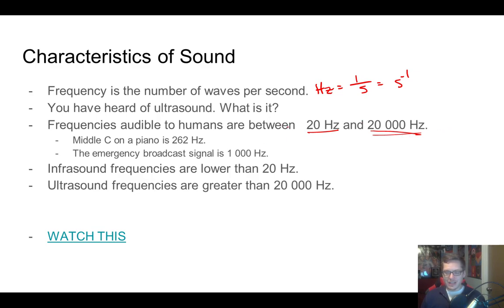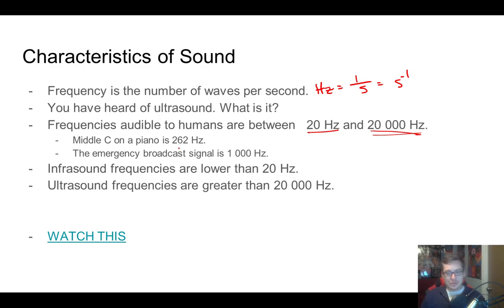Now this isn't a dead set number. These are averages. Most humans can hear between 20 and 20,000 hertz. Sure, there's the freakazoid out there that can hear like 5 hertz and 50,000 hertz. But for the most part, 20 to 20,000 hertz. Just to give you an idea, if you hit a middle C on a piano, it's at 262 hertz, or exactly 262 hertz.